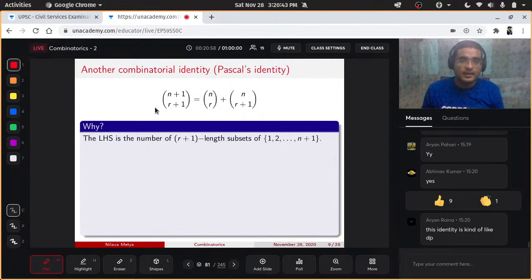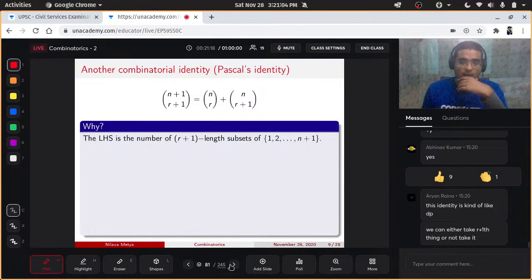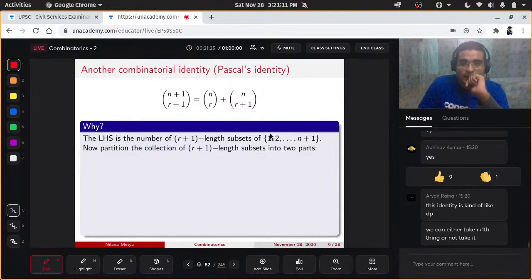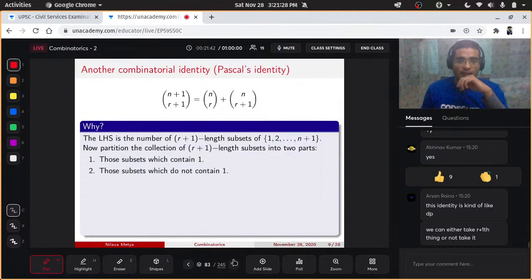Okay, so the left hand side is straightforward: picking r plus 1 length subsets of 1 through n plus 1. That is, you want subsets which have size r plus 1 and you just pick them from 1 through n plus 1. Now let us look at the special object 1. The subsets which I am picking, of size r plus 1, can be partitioned into two parts: either they contain 1 or they do not contain 1.